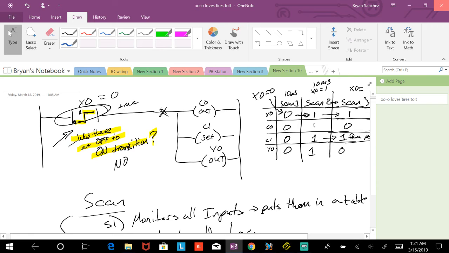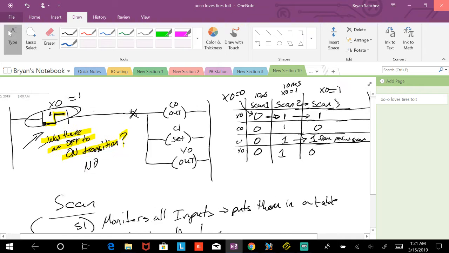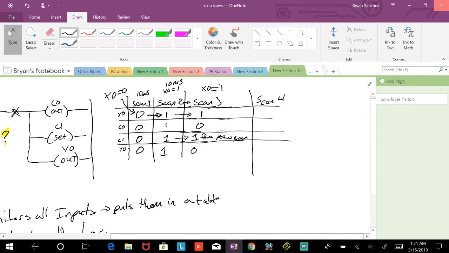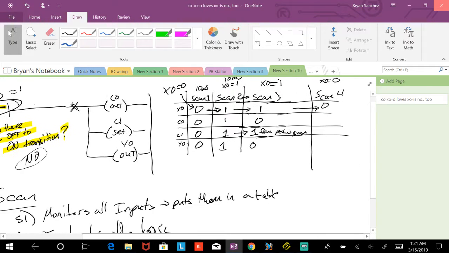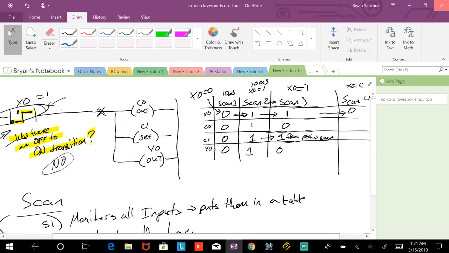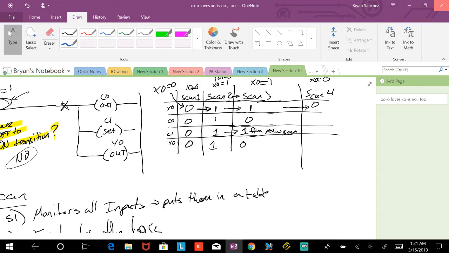Notice that X0 is 1 now. X0 was 1. Now, during scan 4, X0 turned back to 0. So since X0 turned back to 0, it went from on to off. Was there an off to on transition? No. There was an on to off transition, but not an off to on transition. Since this is not true, C0 equals 0. C1 stays at 1 from 2 scans earlier, and Y0 stays at 0.